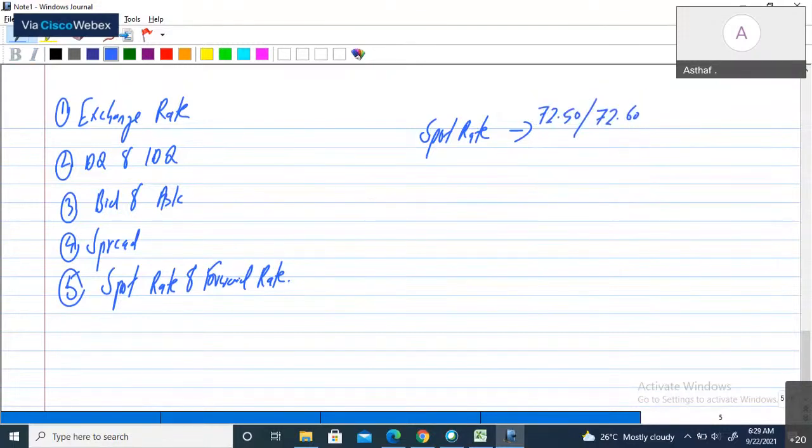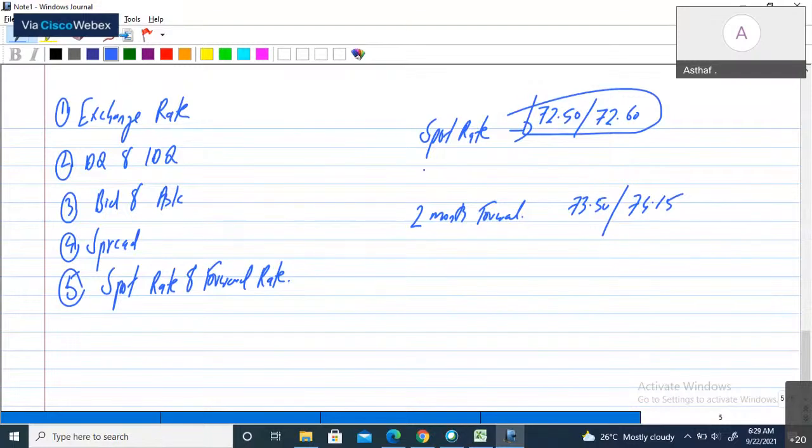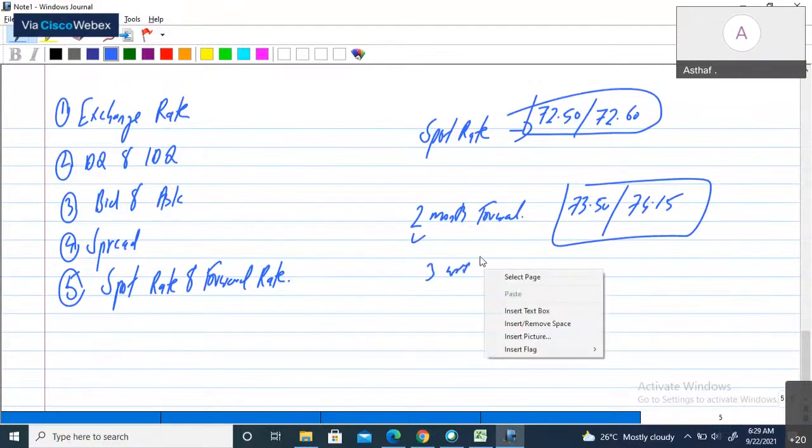Now, forward rate. What is the forward rate? The rate at which your currency will be sold in the future. It can be 2-month forward, 3-month forward, anything. It is a forward contract, that is currency forward. Let's say that's 73.5, 70.15. So the spot rate means the rate at which you sell today, and the forward rate is the rate at which you sell in the future. This can be 2-month, 3-month, or even 6-month. So hope you are with me.